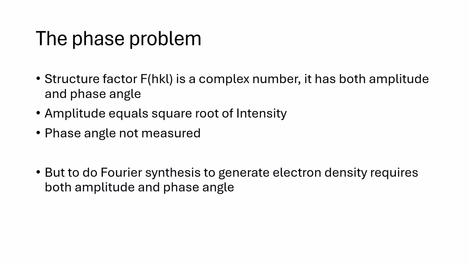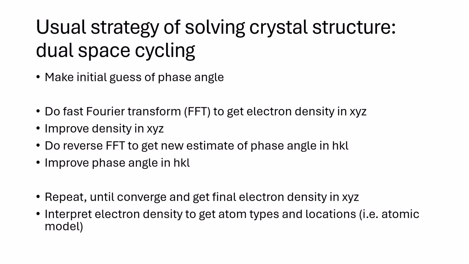This is a problem called the phase problem, because in order to calculate the electron density by Fourier transform, we need both amplitude and phase angle of the structure factor. People have already solved this phase problem by applying the dual space cycling strategy for solving crystal structures.